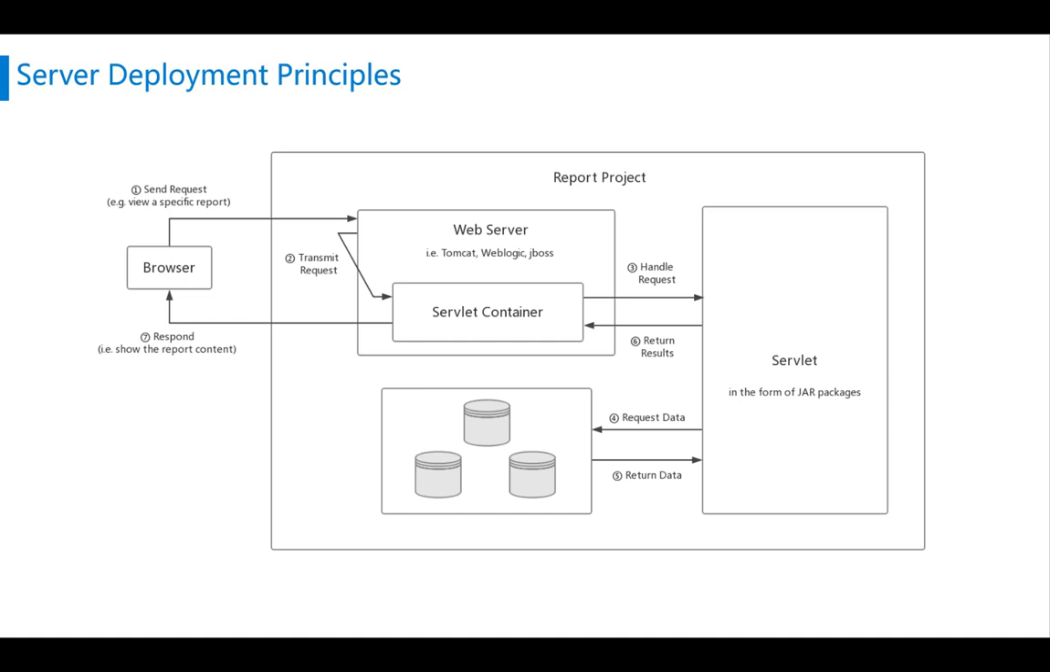JAR packages handle a series of operations required to generate report pages, including fetching data from databases, generating parameters to implement queries, generating charts to display data. Step 6. After servlet handles a request, accessible report pages are returned to the servlet container. The servlet container returns accessible report pages to the browser so that users can ultimately view the reports.